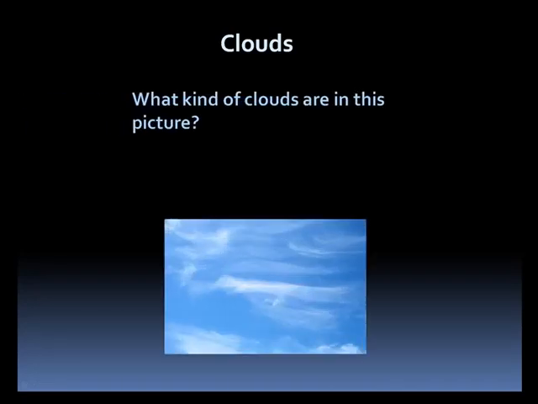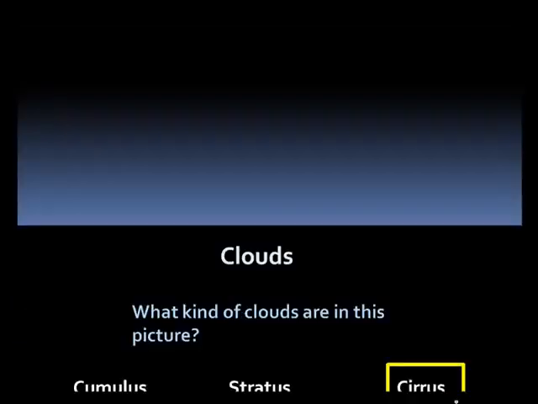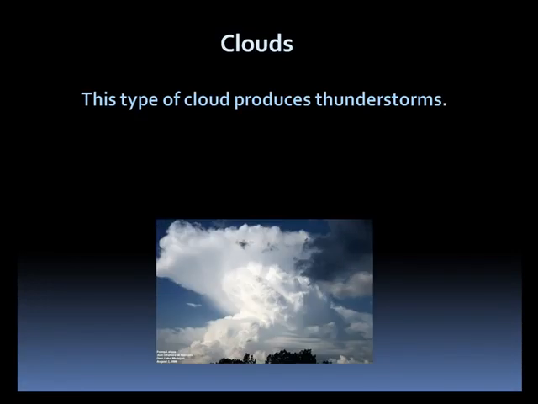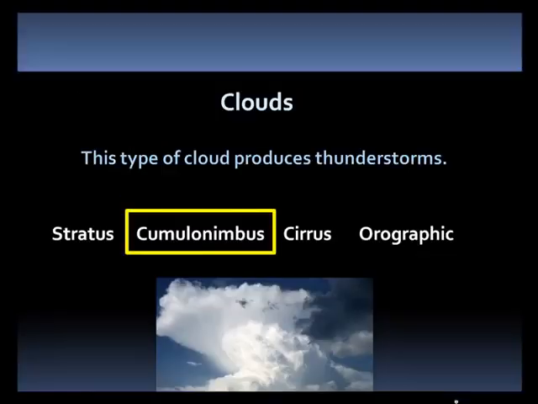What kind of clouds are in this picture? Are they cumulus, stratus, or cirrus? If you said cirrus, you are correct. How about this cloud? It produces thunderstorms. Is it stratus, cumulonimbus, cirrus, or orographic? This is an example of a cumulonimbus cloud.